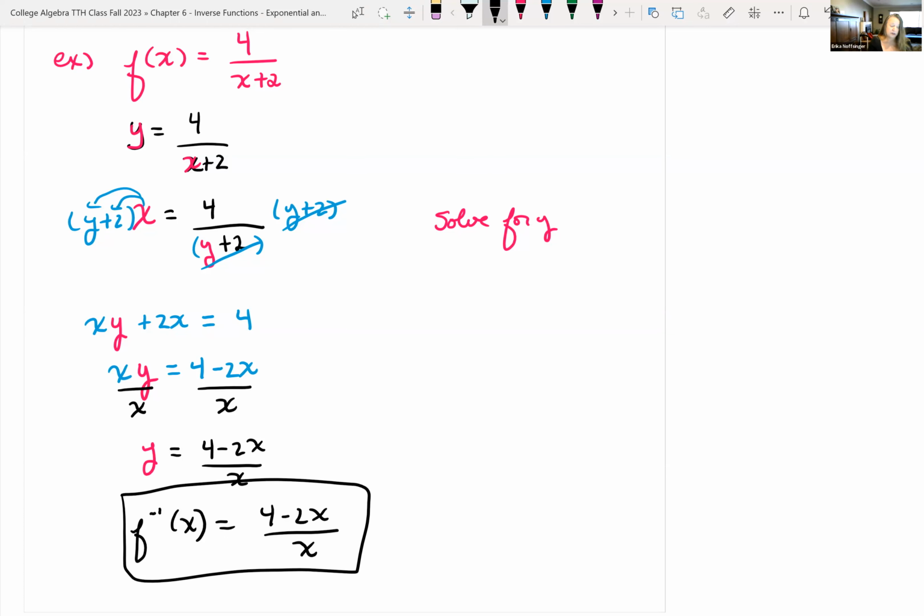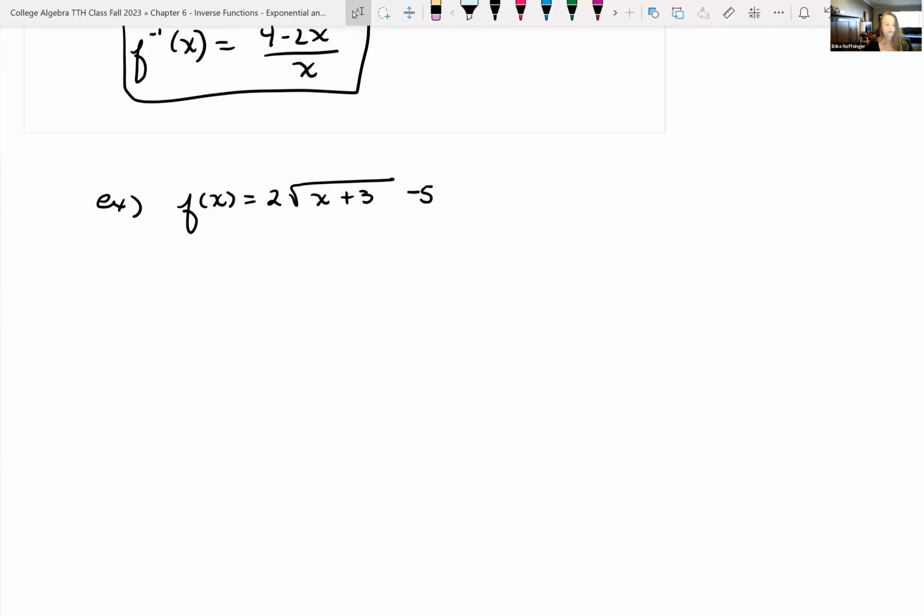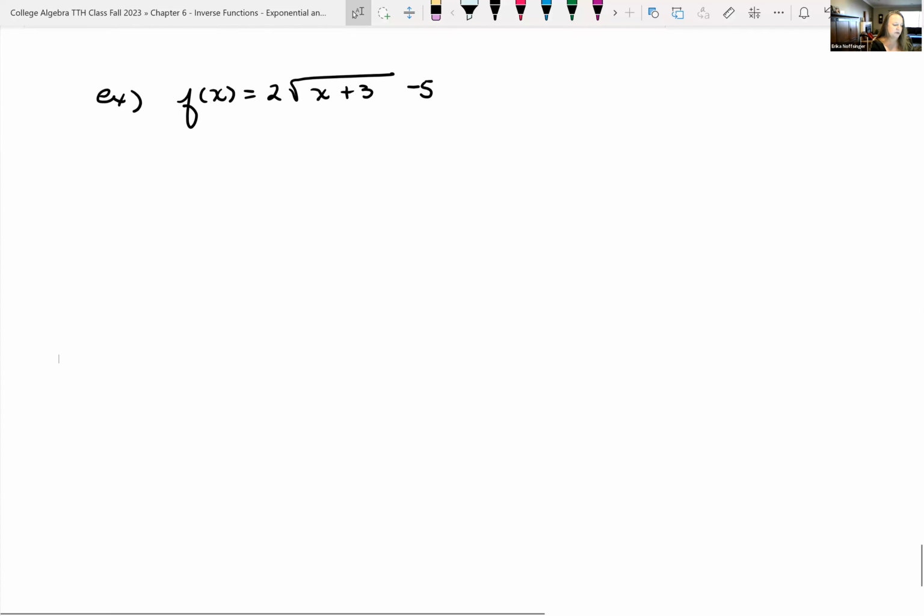So we could go and show that the composition of those two functions, in either direction, if we plug one function in for x into the other function and simplify, we should get back x. Let's do one more. So one more example really quickly, because we're running out of time.